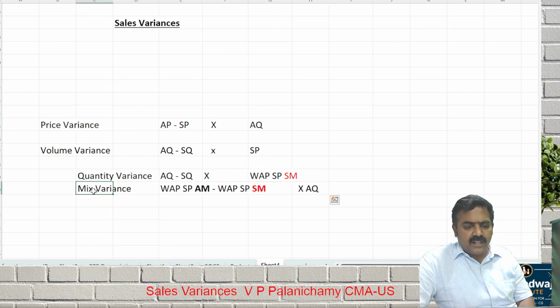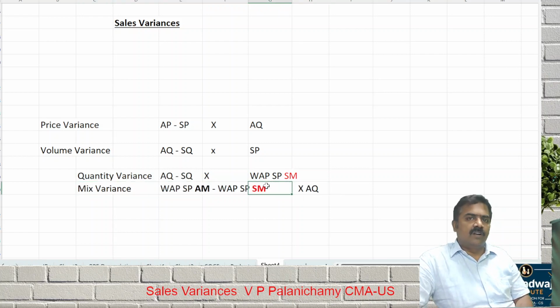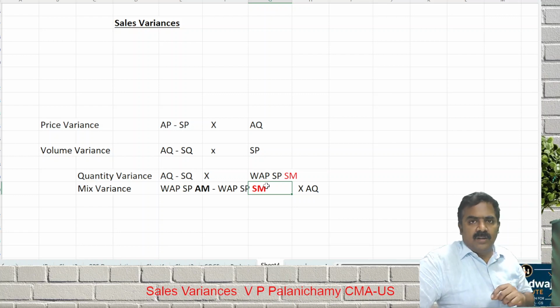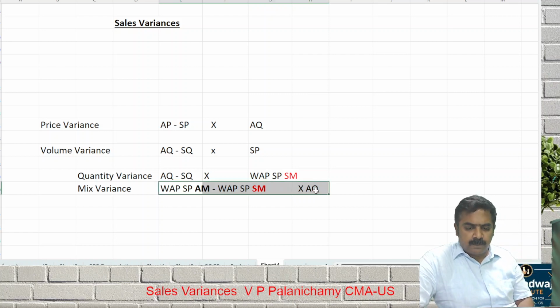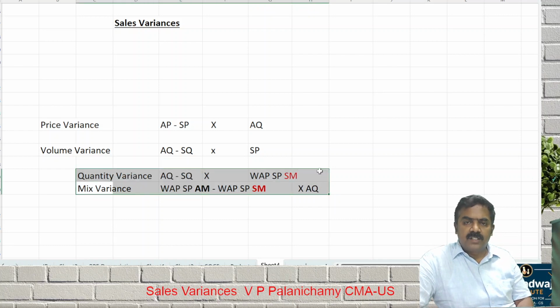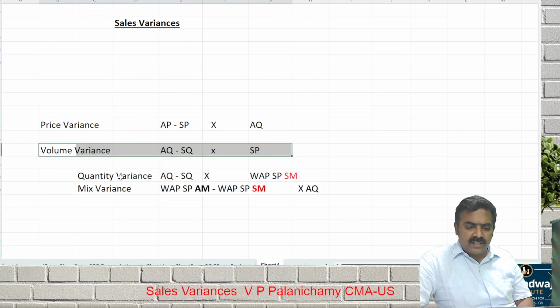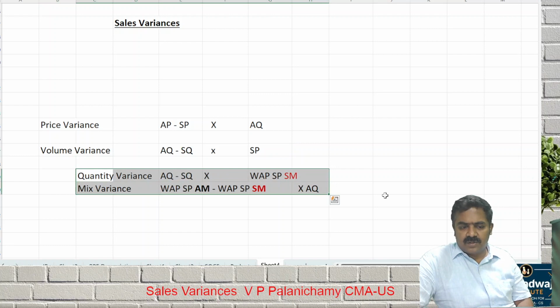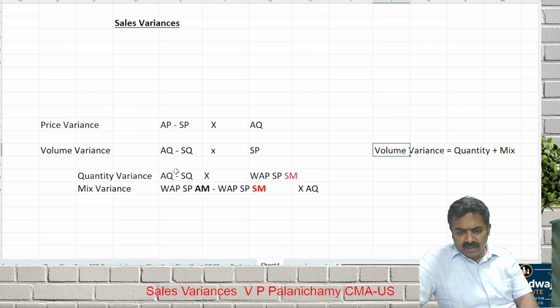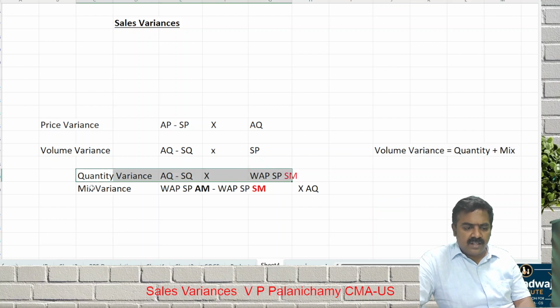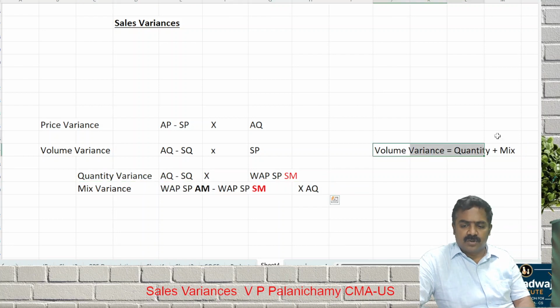Then mix variance is also possible. For example, I would have gone for a proportion like 5 is to 3 is to 2: 5 ACs, 3 water heaters, and 2 fans. But the actual proportion would have been different. So when proportions are different, the mix variance will come. Volume variance arises because of quantity and mix variance, that is, the change in quantity sold and the change in the proportion in which the quantities are sold.